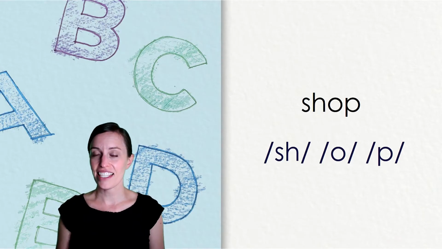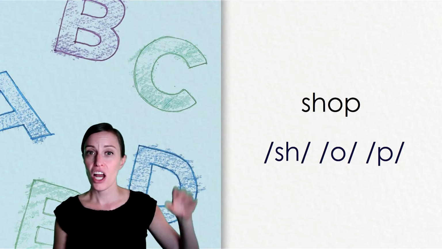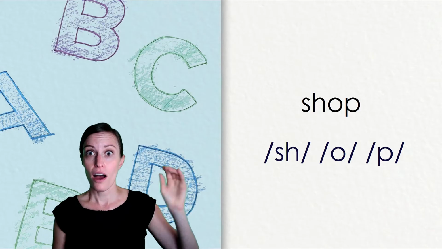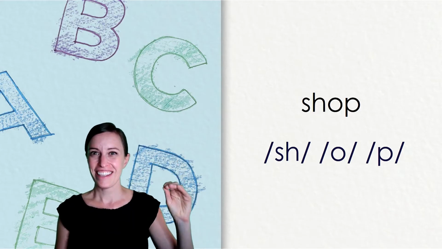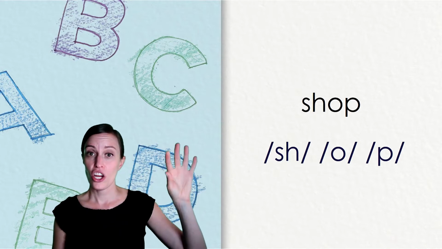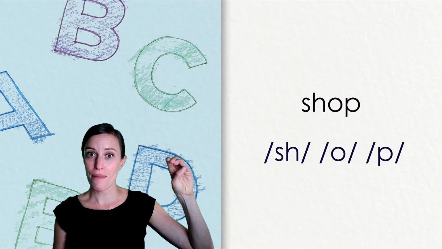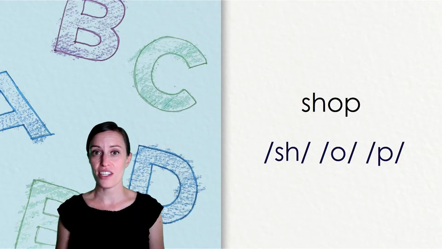Let's take a look at this next word. Here we go. Sh, A, P. What does that make? Shop. Let's try it again together. Sh, A, P. Shop. Remember, that SH at the beginning of this word is a digraph. Those 2 letters work together to make one sound.